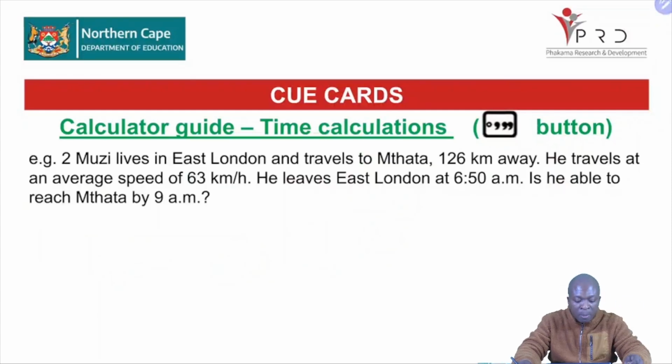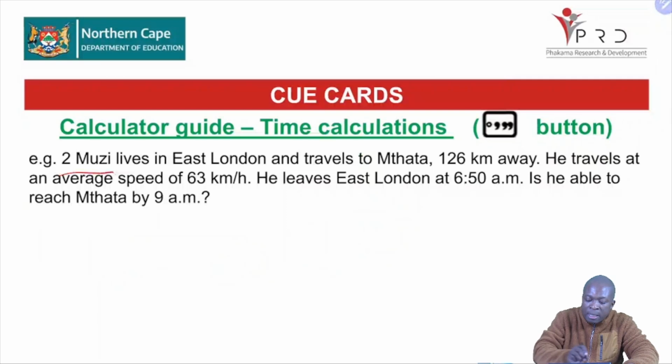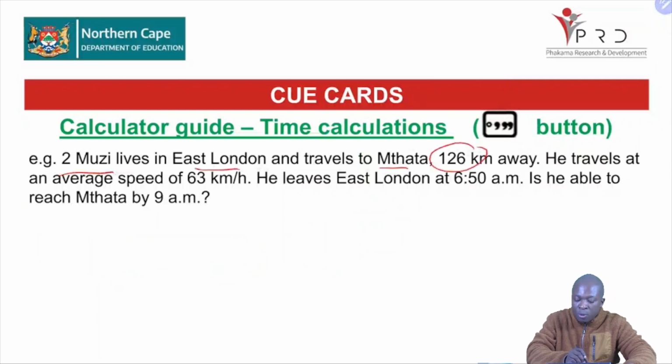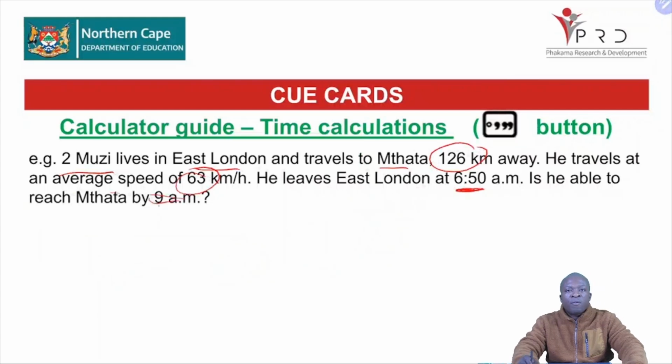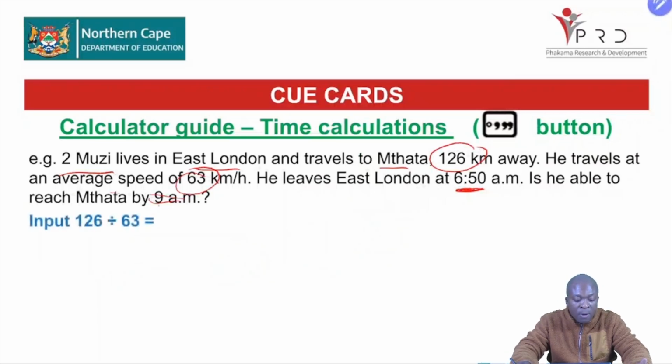Let's look at example number 2. This person is traveling from East London to Mthatha, a distance of 126 kilometers. The average speed is 63 kilometers per hour. So they're asking you, this person left at 6:50. Will that person be able to arrive before 9 o'clock? Then you can use the calculator to do that. How are you going to do that?